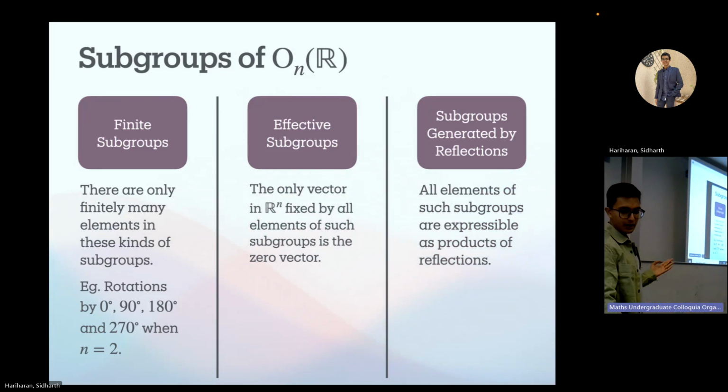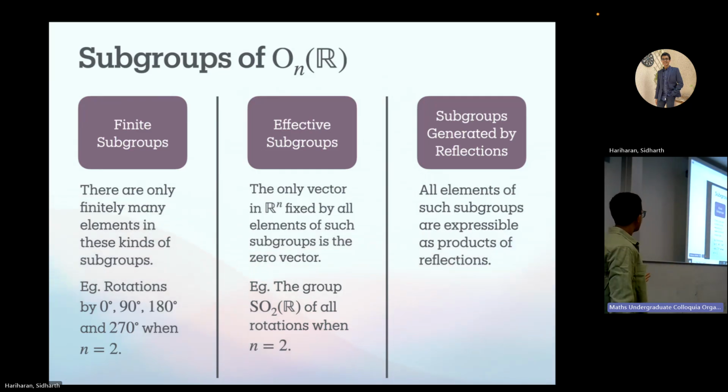An example of effective subgroups is the group SO_2(R), which consists of all elements of O_2(R) of determinant 1. In other words, it's every single possible rotation of the plane. So this is not a finite group because there are infinitely many rotations that you can do to the plane, and all of those rotations put together form this group. And the action of that group is effective because the only vector that is fixed by every single possible rotation of the plane is 0.